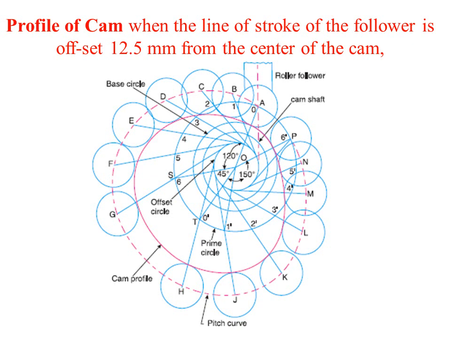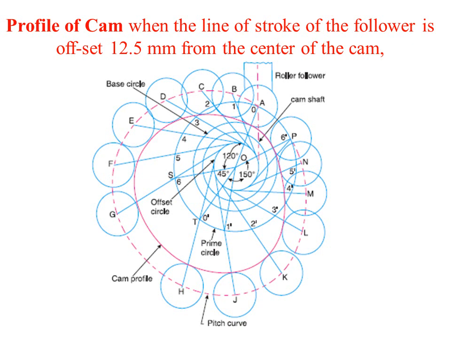Draw the tangent lines such that they go beyond the prime circle. These lines go beyond the prime circle. Now after that, as we have done in all the problems, we need to transfer the values from the displacement diagram to the profile of the cam.